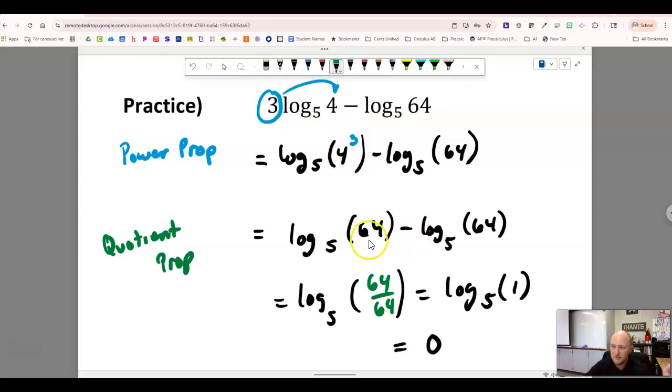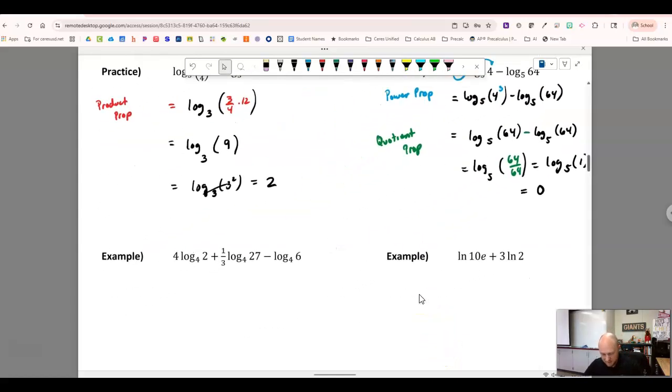So I get 4 to the power of 3. Well, that's 64, and I'm subtracting here, so this is the quotient property when you subtract. So 64 divided by 64 is 1. Hey, this is an identity. The logarithm of 1, regardless of the base, is 0. Answer is 0. Did you get it? Good job.